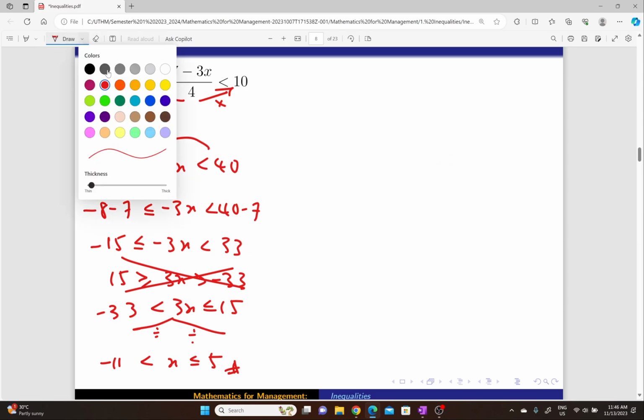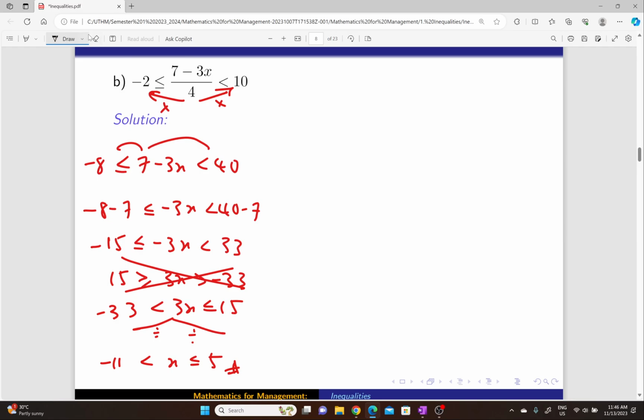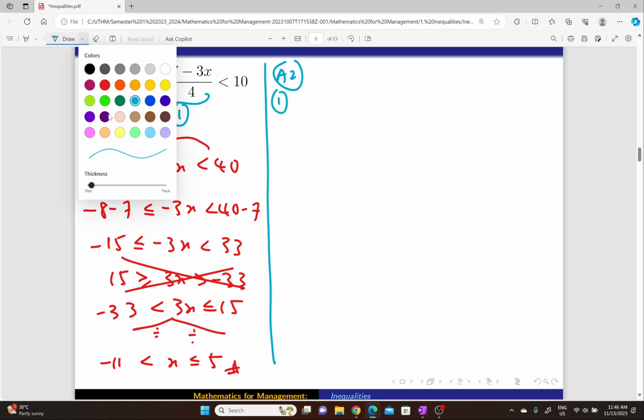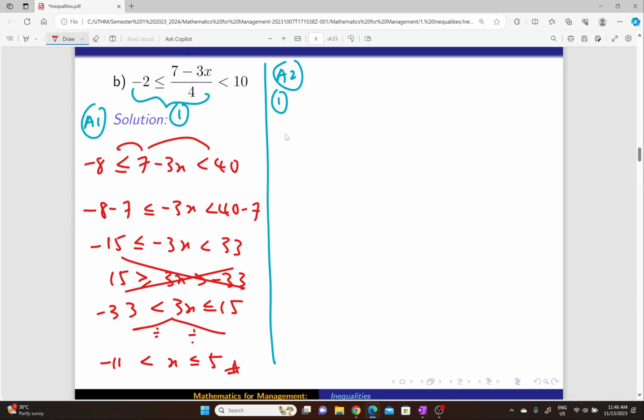Another way, this is alternative 1. There's another way to solve this. We go for alternative 2. We're going to consider this as the first inequality. First inequality, solve this.